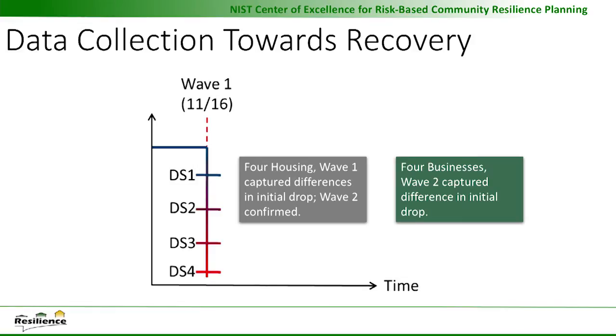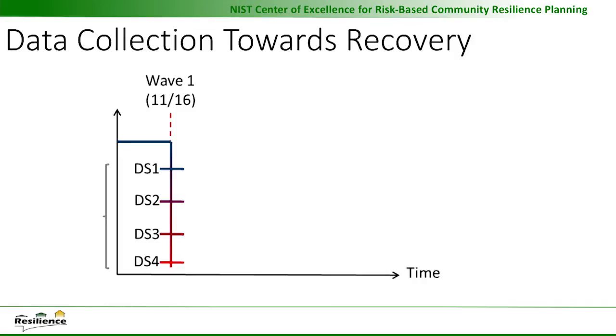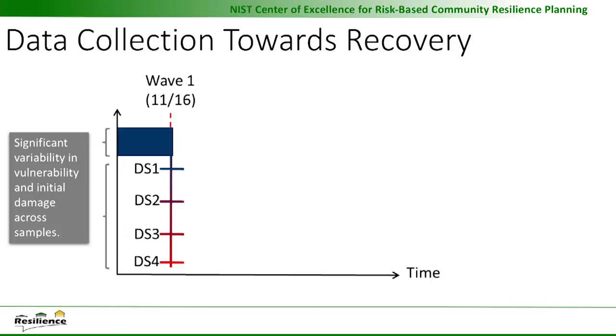Additionally, as I mentioned, in Wave 2, we classified damage for businesses, and we looked at the building exterior as well as the interior, the contents and the merchandise, as well as equipment and machinery, and established an analogous damage state classification system. So, we measured variability with initial damage, and we measured indicators for differences in pre-event vulnerability, and we largely see variation across our housing and business samples.